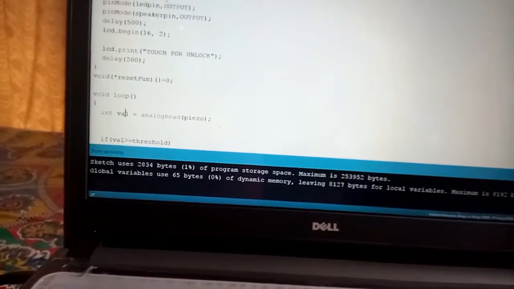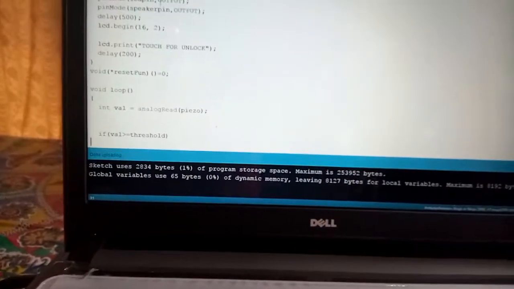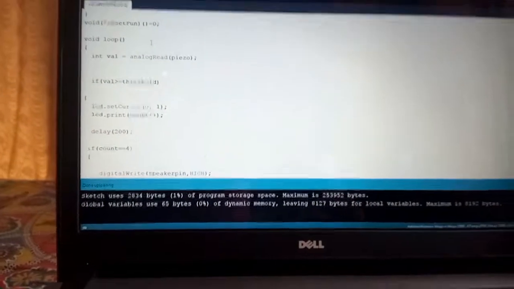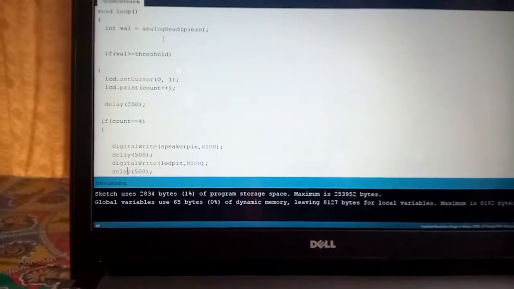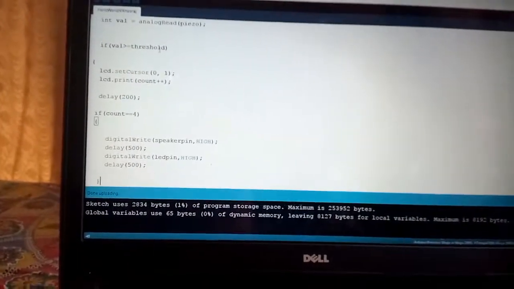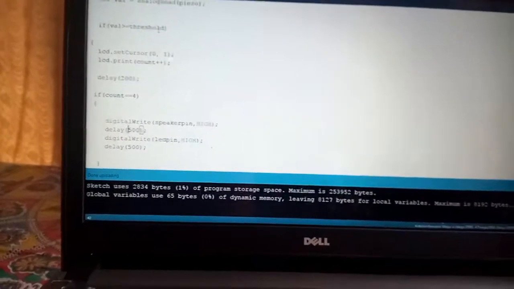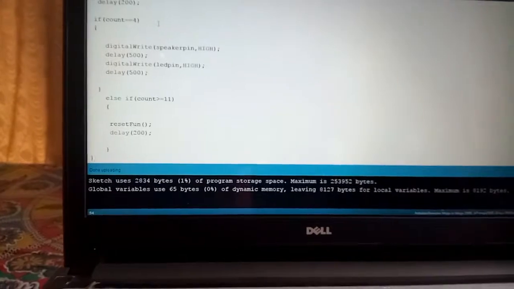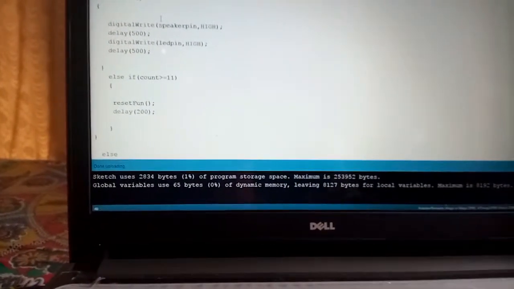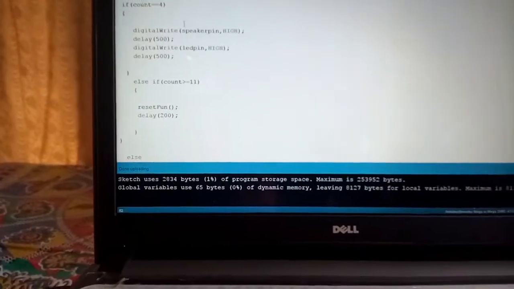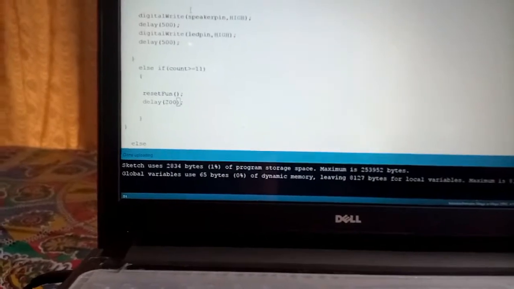This is the value read, the analog value of the piezo sensor. If this value is greater than the threshold, then count increments, count 1, and so on. If count is equal to 4, then the speaker pin is high for 500 milliseconds and the LED is on for 5 milliseconds. You can also increase or decrease the delay. If you use 5000 milliseconds, it means 5 seconds. If the count is greater than or equal to 11, then the reset function is called and it resets the value for 2 milliseconds. Then after 2 milliseconds, it resets the whole count and starts from 1, else no.